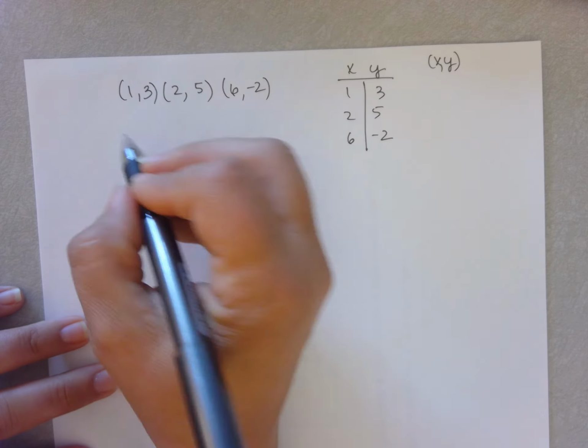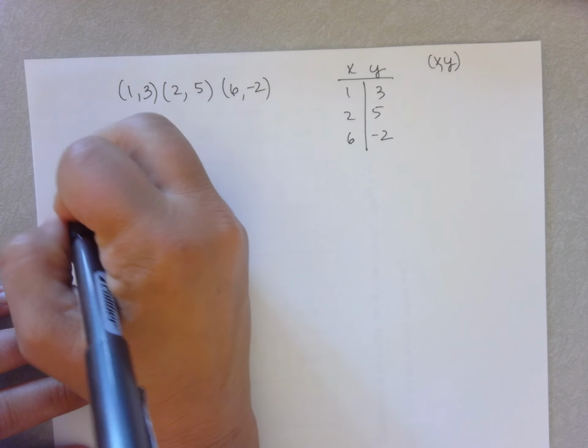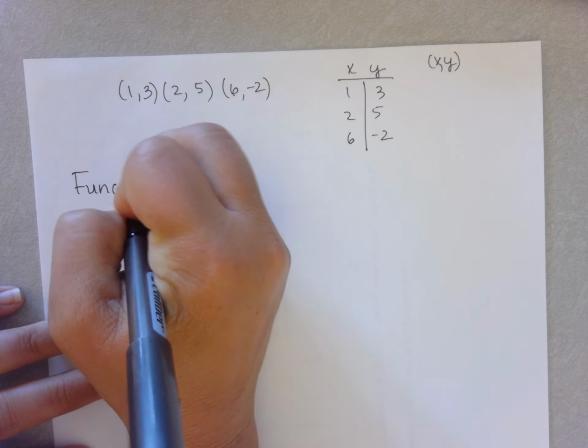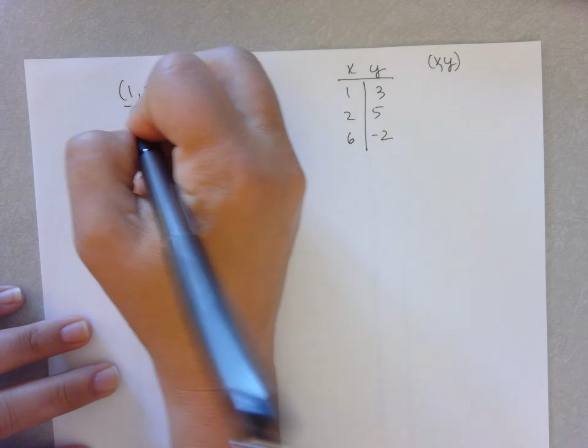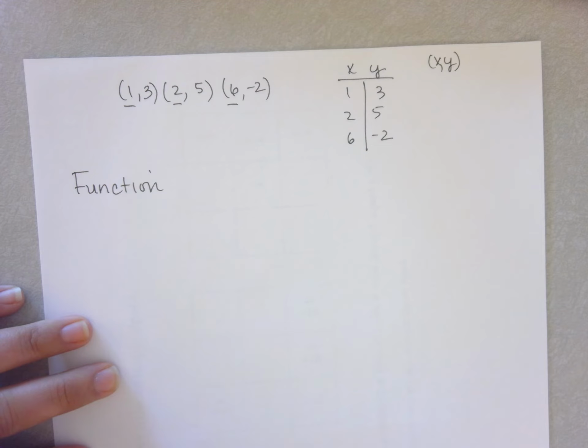If I was just given these 3 ordered pairs, I can tell that this is a function as well, because what I'm looking for, the key here, is that every element in the domain, which x is the domain, so these are my domain, only matches up with one value of y in the range. And they do, right? So I have 1 matching up with 3, 2 matching up with 5, and 6 matching up with -2.